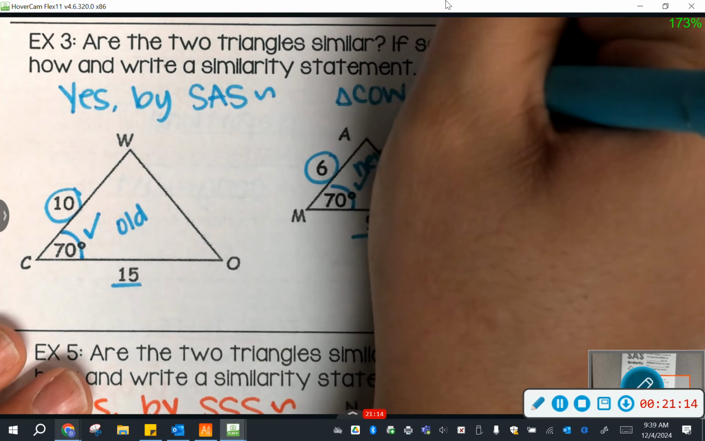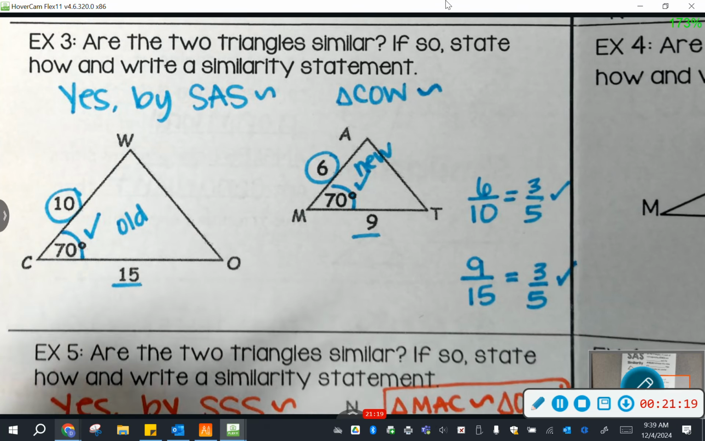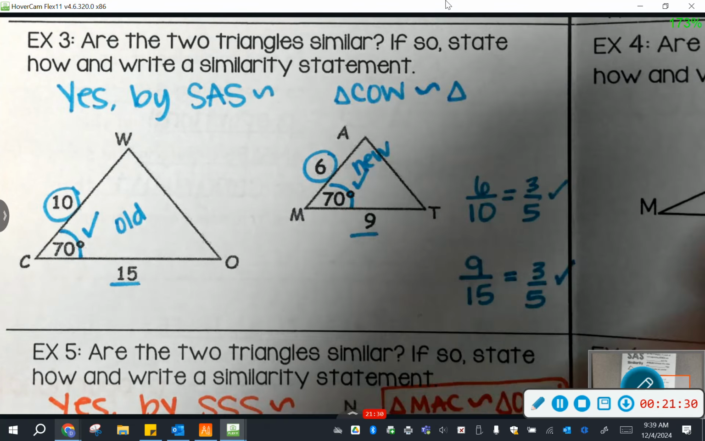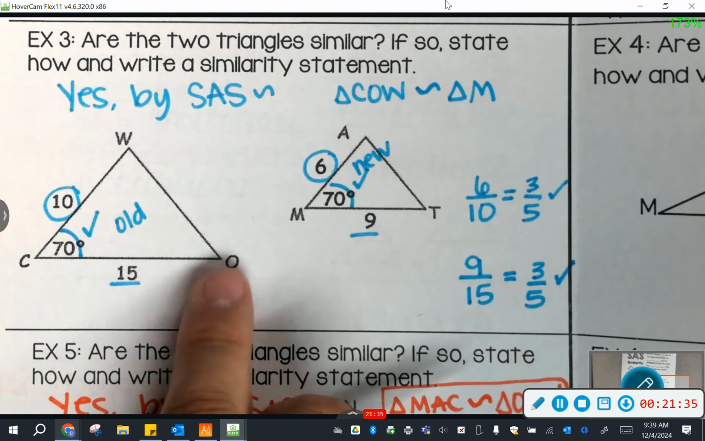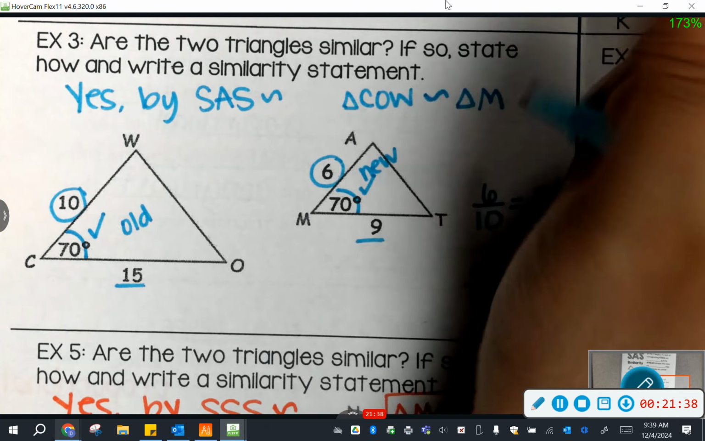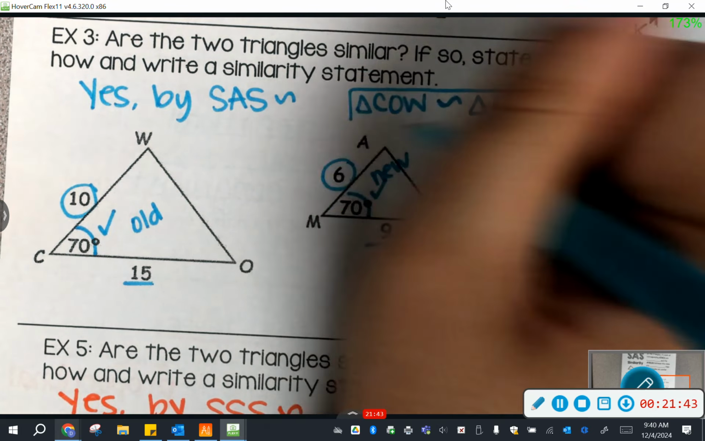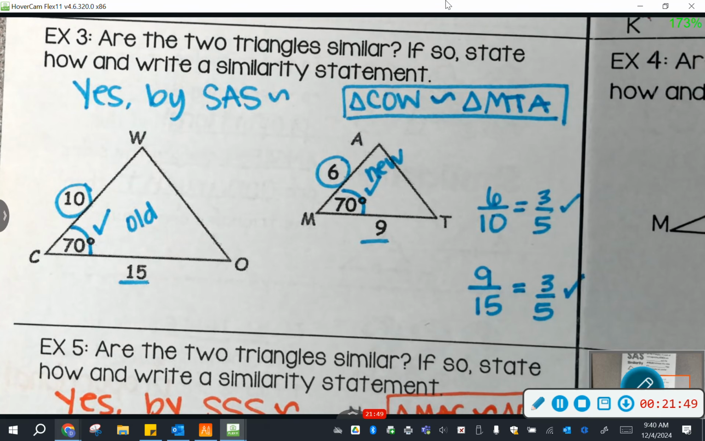And I have a cow here. Y'all see my cow? What is cow similar to? Cow, what's C? C goes with M. What does O go with? T. So be careful. Don't just try to make words. Order matters. O goes with T. W goes with A. You do example 4 on your own. Go.